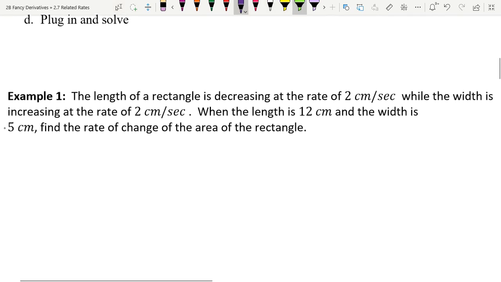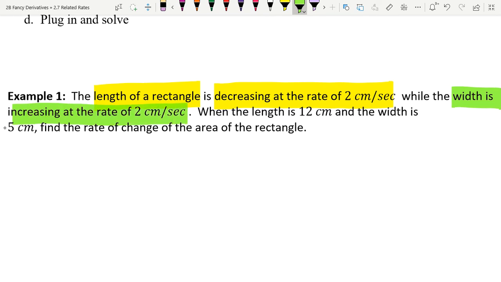The length of a rectangle is decreasing at a rate of 2 centimeters per second, while the width is increasing at 2 centimeters per second.